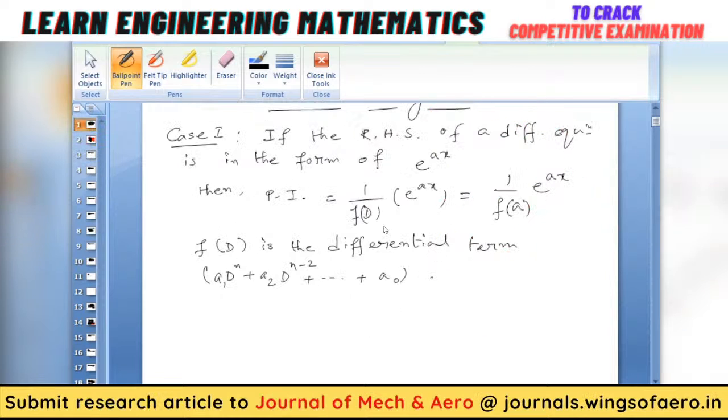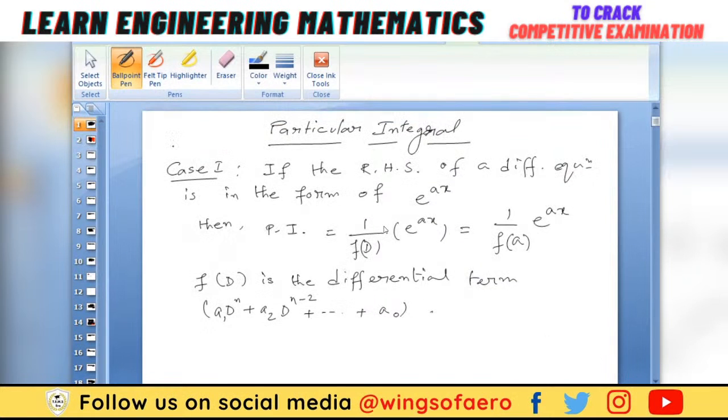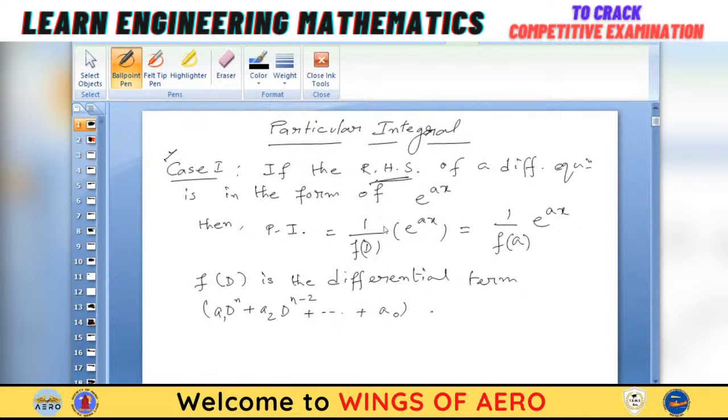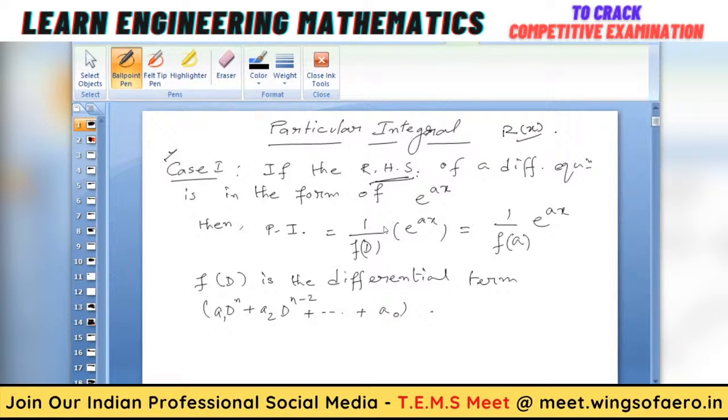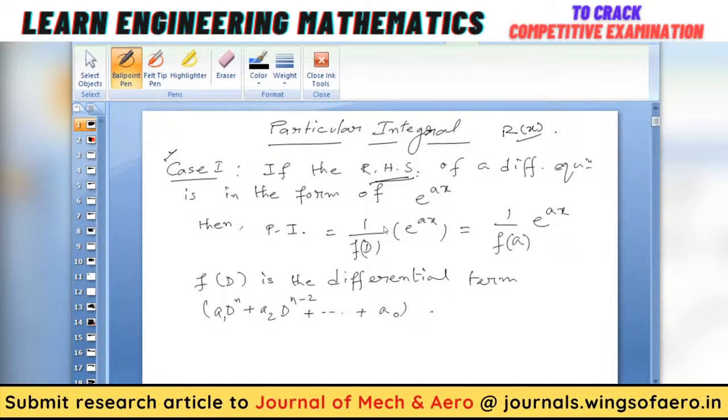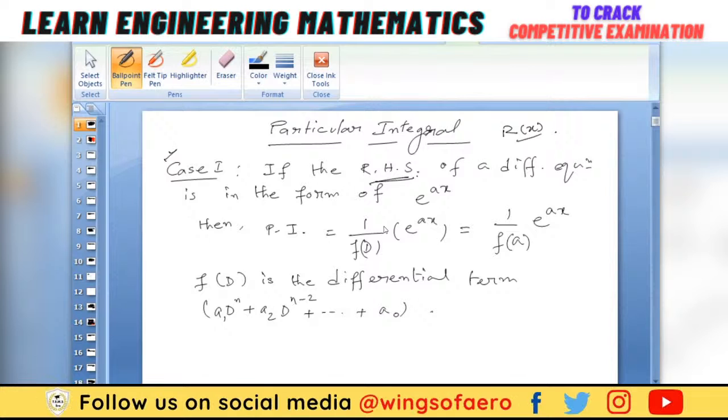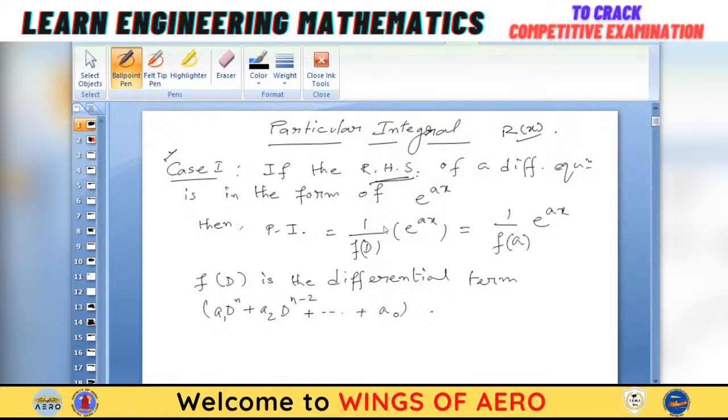Now for the first type, we are first considering case 1, where the right hand side, RHS, that is the function R(x), is an exponential function, e to the power ax. Okay, there are some rules to find the PI, and you have to remember this. There are other methods to find the PI, but they are very difficult and lengthy. So we just have to remember very small and very easy rules to find the PI.